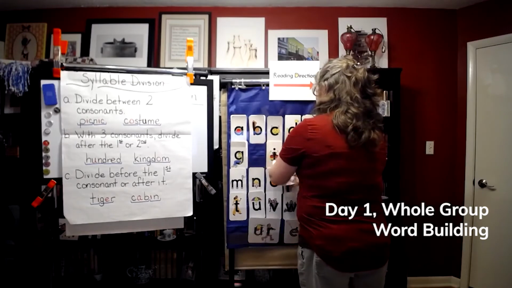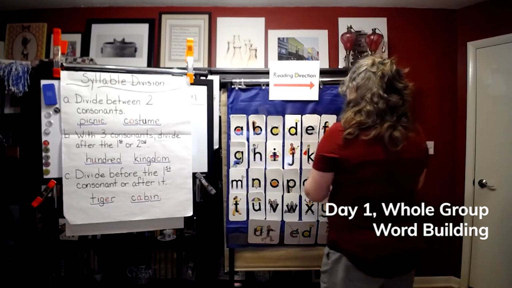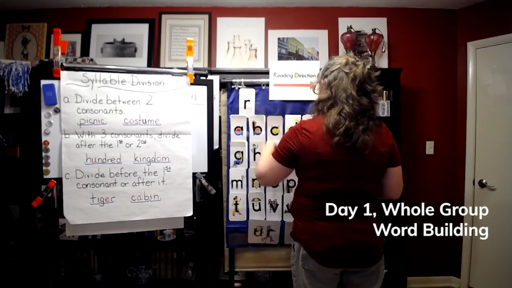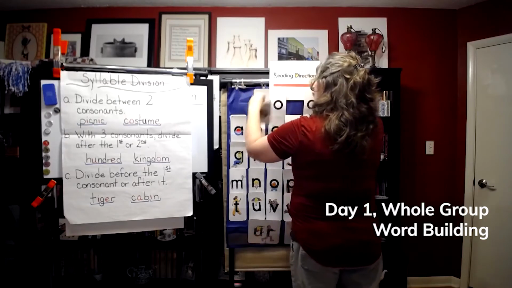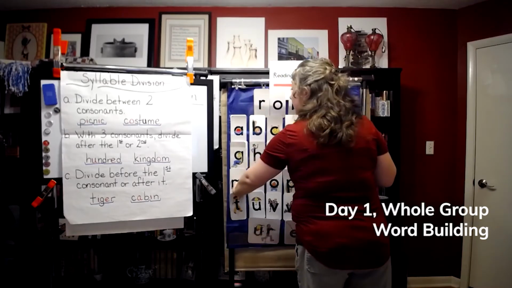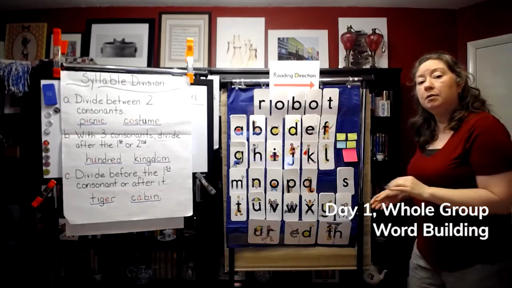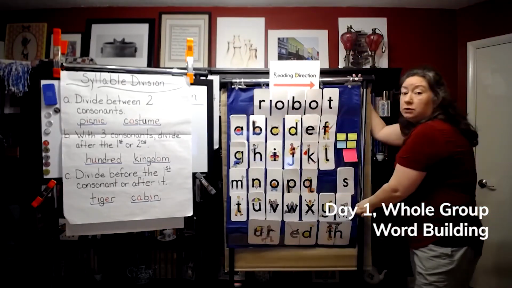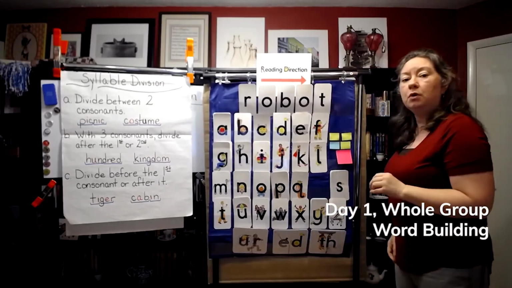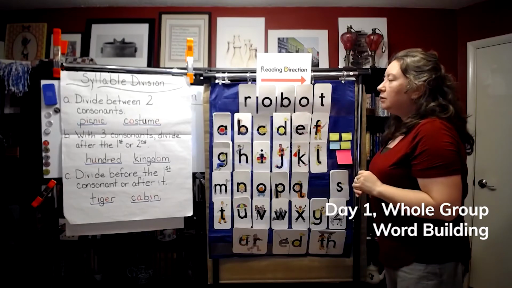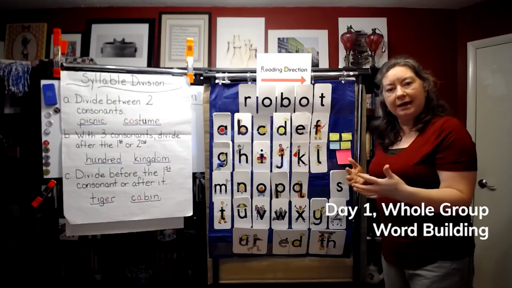So the first word that I am going to build, look carefully as I build the word. Think about how we might divide this word. Okay, so now some of you, again, probably know this word. And if you do, that's great. But what I want you to do is think about what you know about this word. And so if you didn't know it, how might you figure out how to divide it?